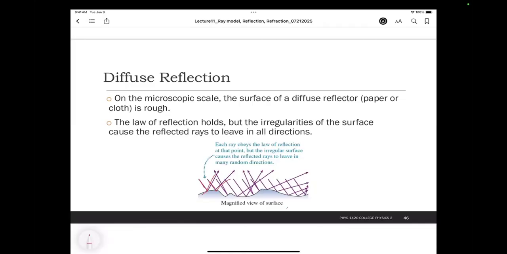Sometimes you will see the reflected rays are not parallel, even if the incident rays are parallel. That's because the surface is not like a mirror or some polished metal; it is very rough. So this irregular surface causes the reflected rays to leave in many random directions. Does it make sense to you?